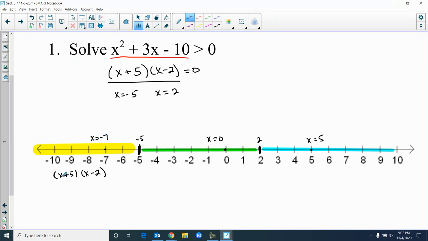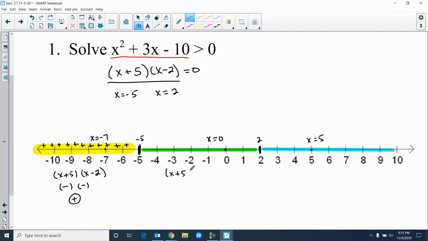If I plug in negative 7, negative 7 plus 5 is a negative number. Negative 7 minus 2 is a negative number. And a negative times a negative gives me a positive. So that means everything in this area will come back positive. I don't need to check every number. I just need to check one of them, because we have our breakpoints where it does equal 0, and everything else will have to be positive or negative. It cannot flip from positive to negative anywhere there, or else it would have to cross the axis again.